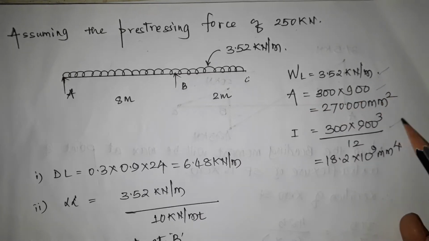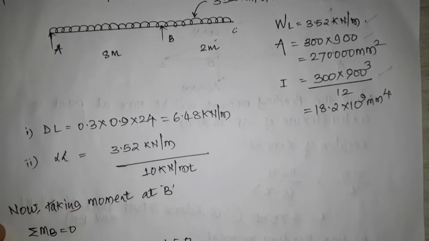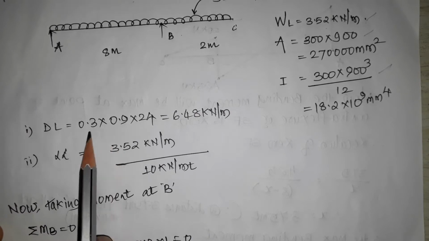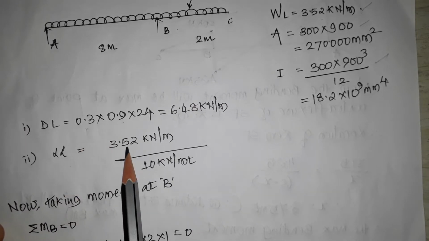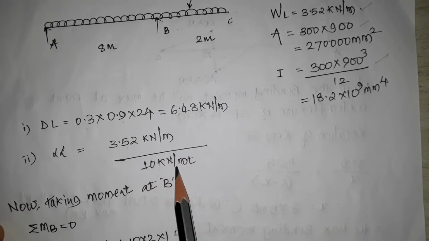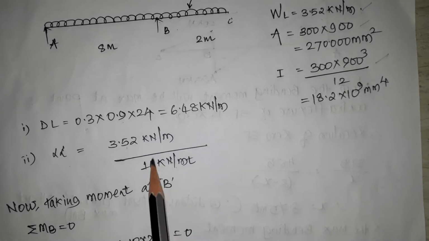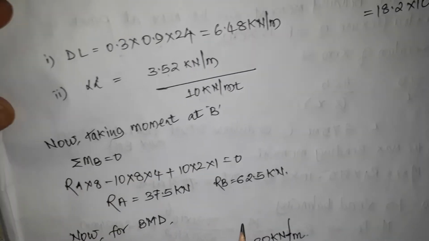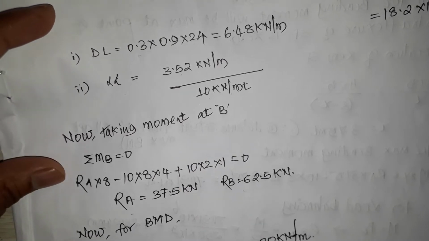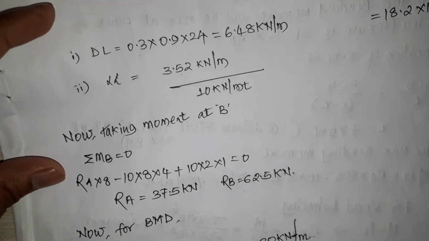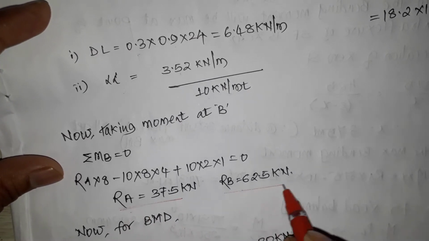Area and moment of inertia we have to find out. Then we have the dead load as per the given cross section, and the live load is 3.52. So if you add them, the total load is 10 kilonewton per meter. The total load acting on the beam is 10 kilonewton per meter. Now taking moment at B, for the calculation of RA and RB. This is very important for the calculation of RA and RB both.